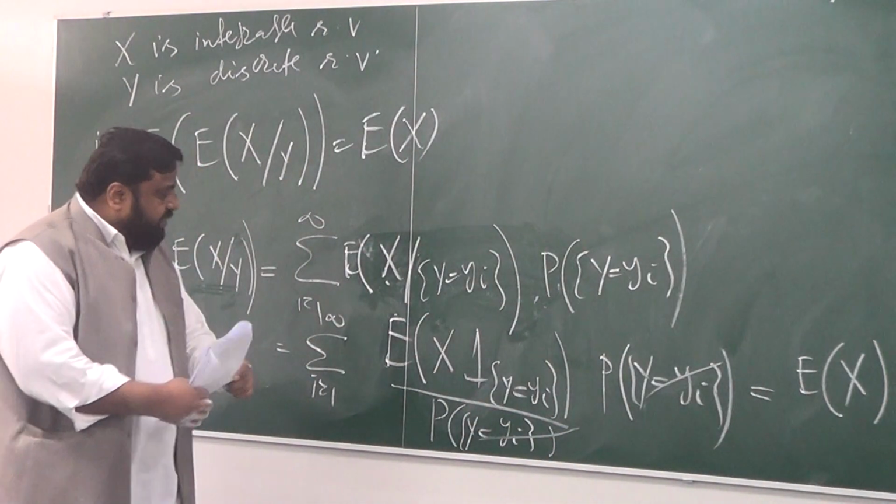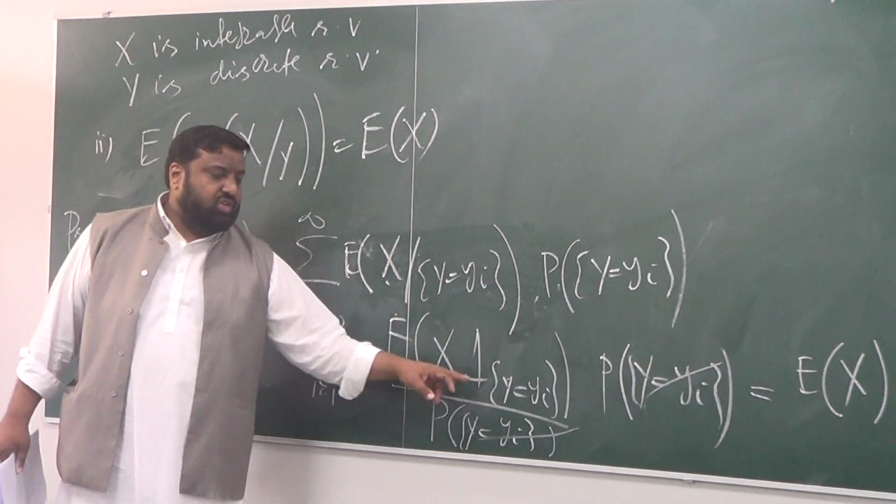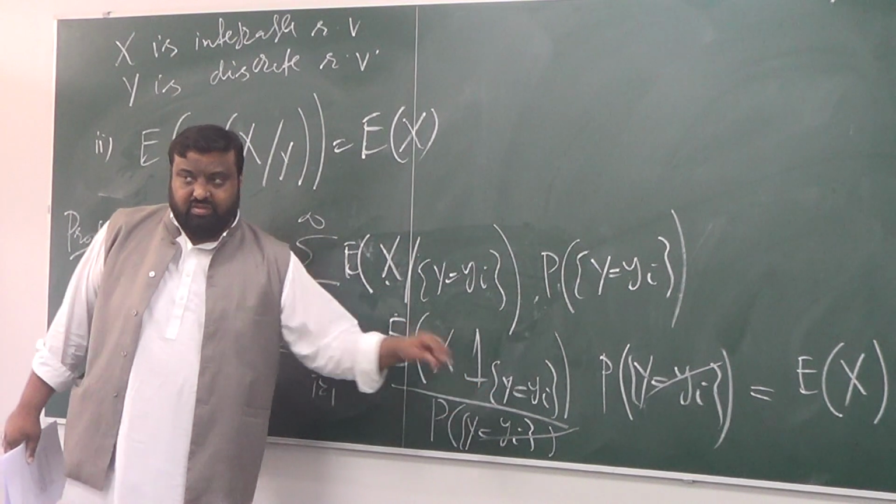Are we happy that this is the expectation of x, x multiplied by the indicator function? Yes, because every omega is going to be in one of such events. Yes sir.